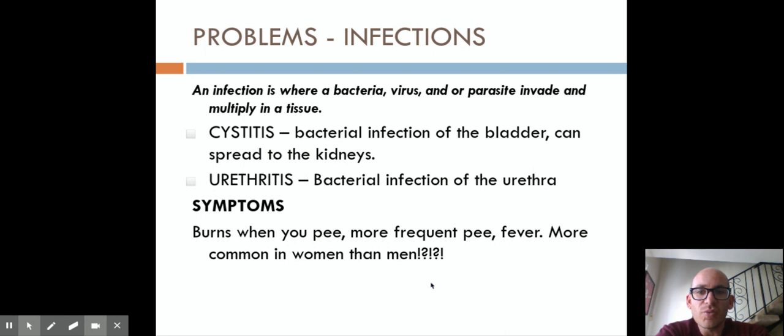Next up is urethritis. Now, hopefully, it makes sense to you that urethra and itis, put those words together, we get urethritis. So we have an inflammation, infection of the urethra. And again, this one is bacterial.